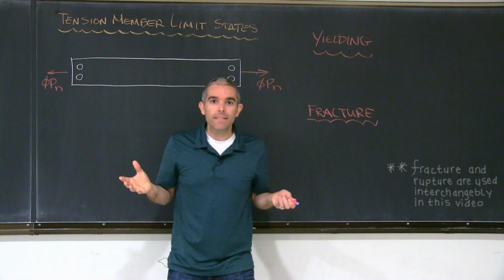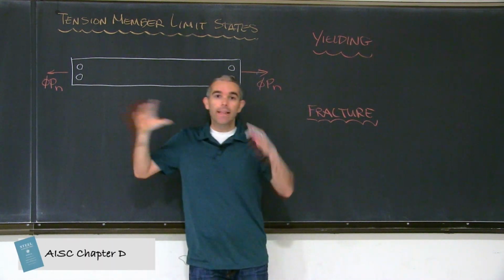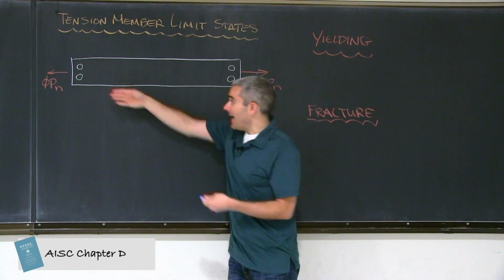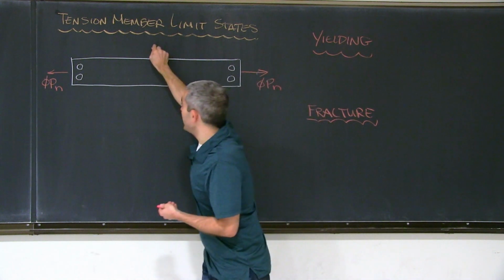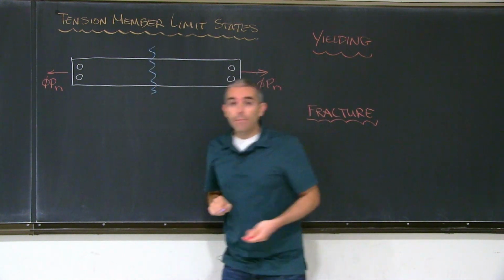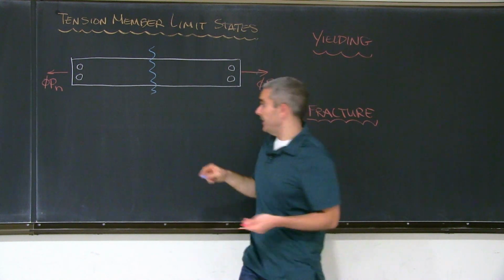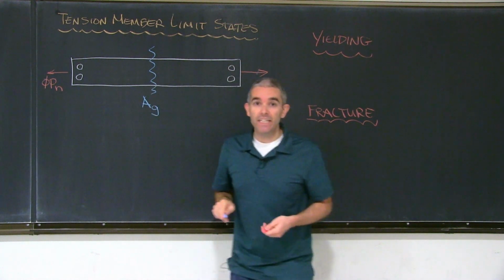All right, what is the difference between yielding and fracture? Well, they happen at two distinct spots in the tension member. So we're going to take yielding as occurring in the main portion of the member. So we're going to say that the yielding limit state is for excessive deformations in the gross cross-section, okay? So we call this the gross cross-section, or AG.